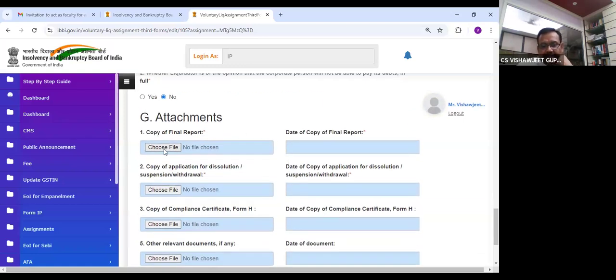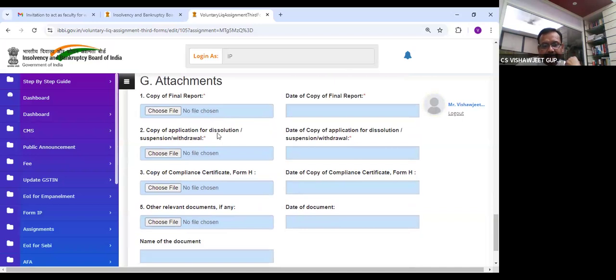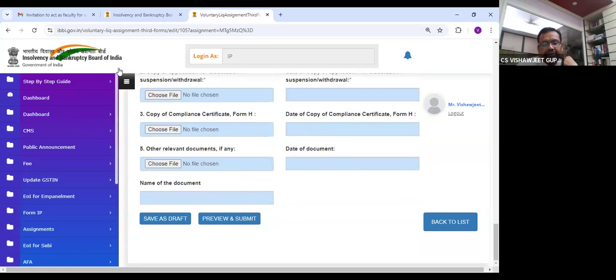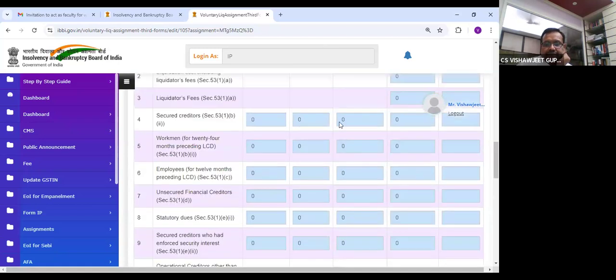Now, attachments, copy of the final report, date of the final report, copy of application for dissolution or suspension or withdrawal, complete application you will have to enclose here, date of copy of the application for dissolution or suspension of withdrawal, copy of the compliance certificate Form H. Now all these things you will have to enclose here. Date of copy of compliance for Form H, any other relevant document, date of that document. So you will have to annex all these documents here and then preview and submit with digital signatures or e-signs. So this is with regard to Form VL3.